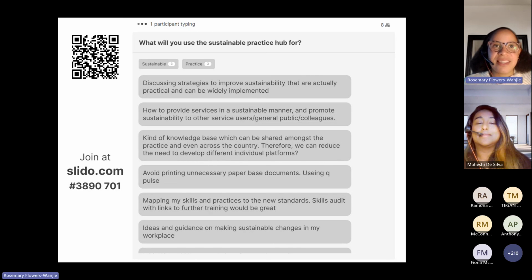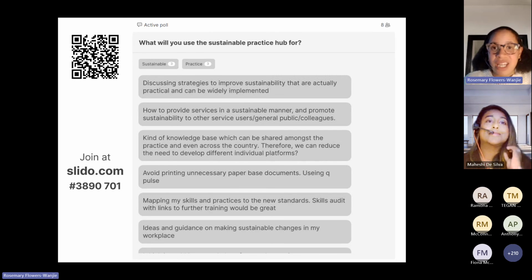Yeah, and also discussing strategies to improve sustainability that are actually practical and can be widely implemented. So I think once you have resources on practicing sustainably, and one can actually share those with the rest of your team, you can use them to start conversations. Not all things might be possible for you in your workplace, but it doesn't necessarily mean that it's not worth starting a conversation about how you can move towards making it possible.